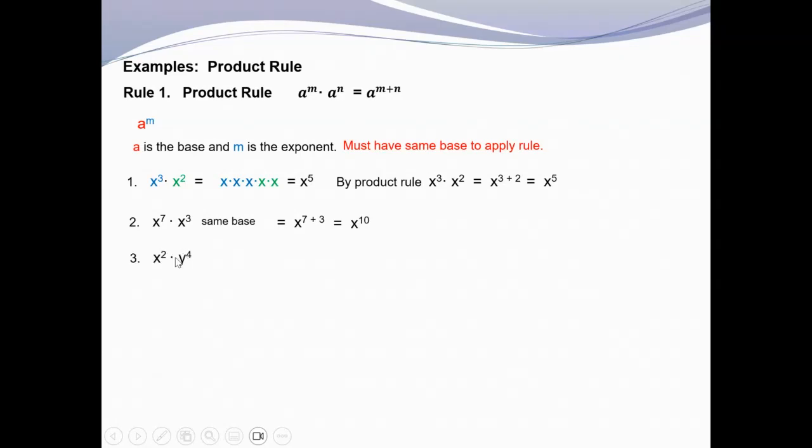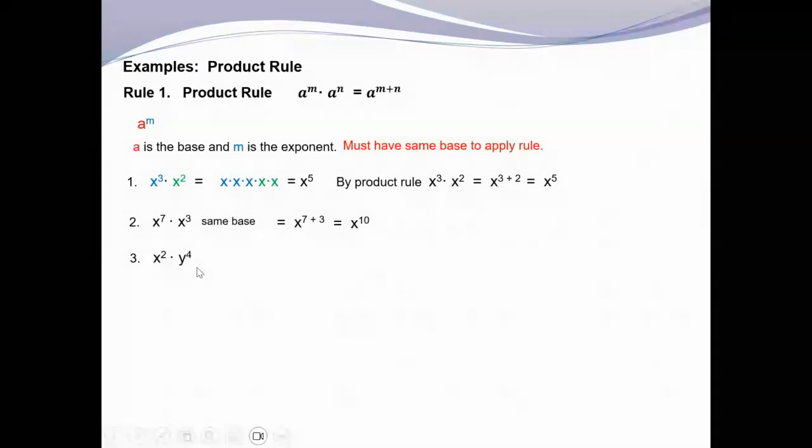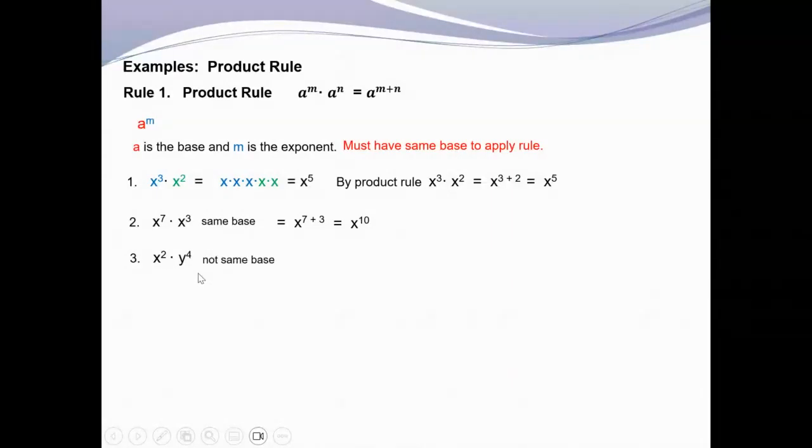Number 3, x squared times y to the 4th. If you notice, they're not the same base. The first base is going to be x, and the second is going to be y. So this one cannot be simplified. It will just be x squared times y to the 4th. They have to be the same base in order to apply the rule.